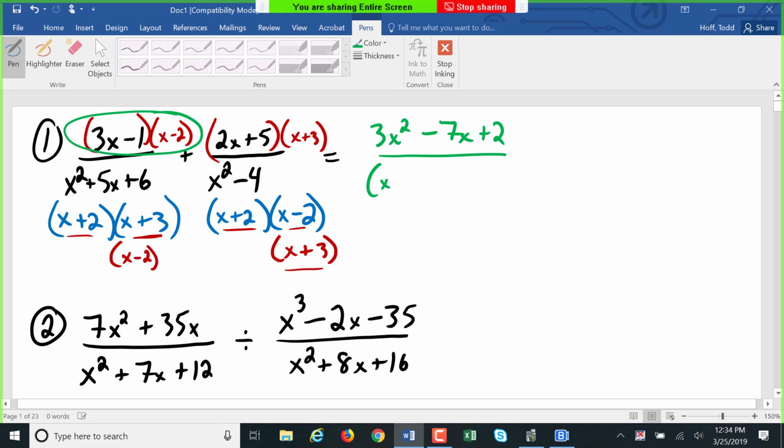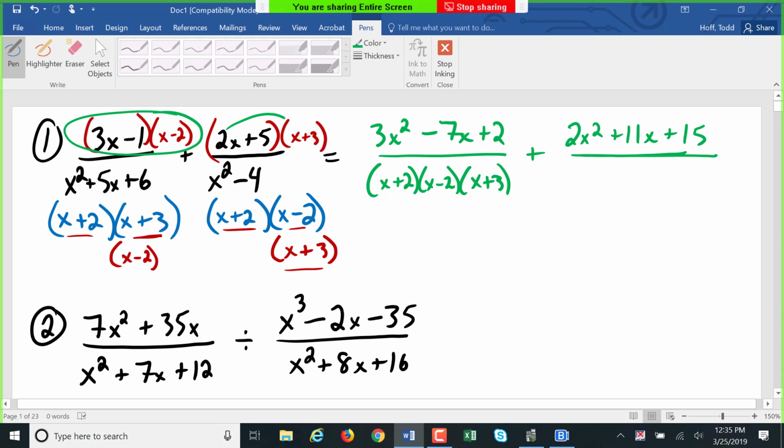over x plus 2, x minus 2, x plus 3, plus 2x plus 5 times x plus 3 is going to be 2x squared, plus 11x plus 15. Again, you would just do the FOIL to get that if you aren't sure how I got those. And that's also over x plus 2, x minus 2, x plus 3.